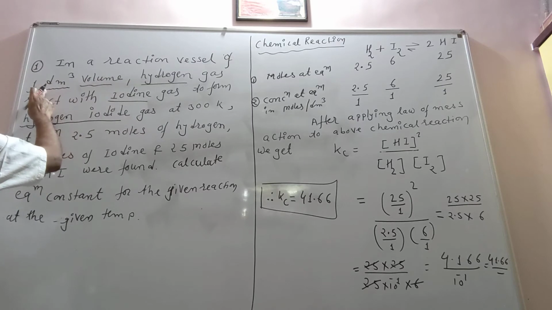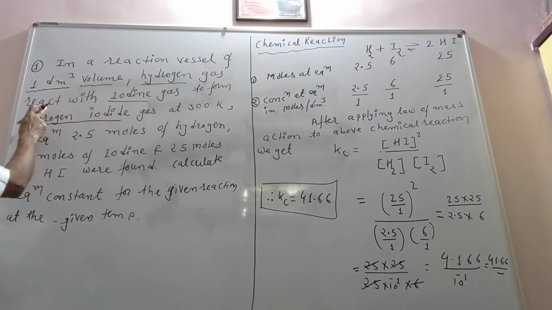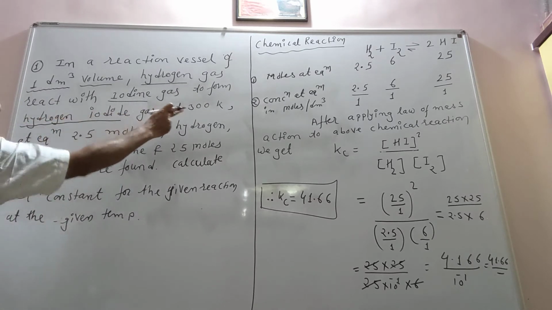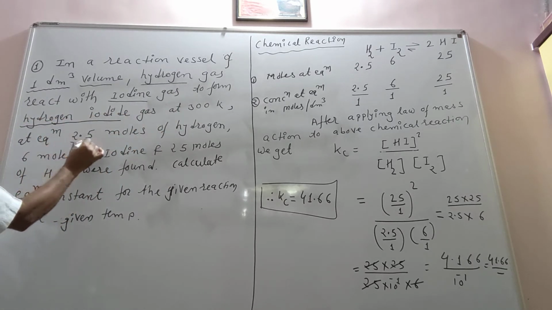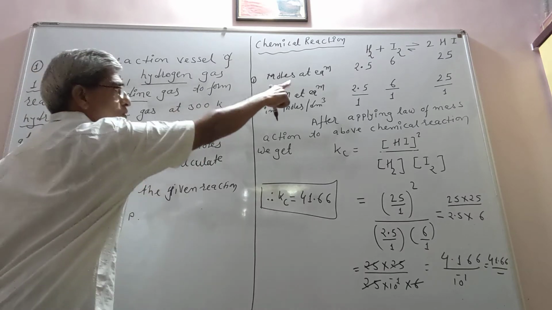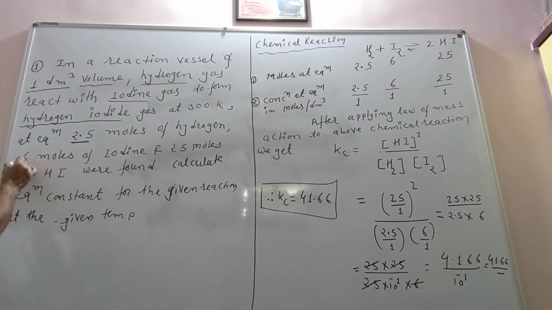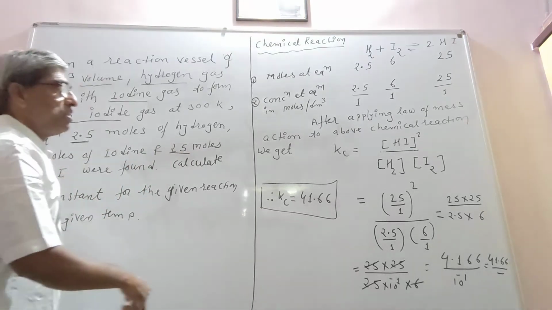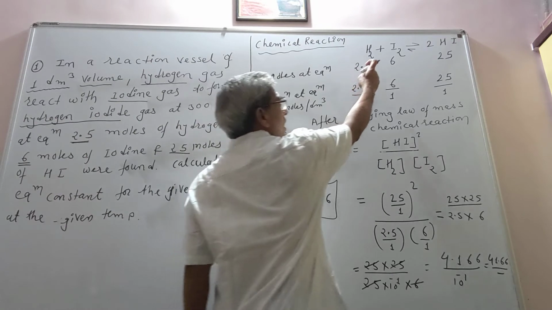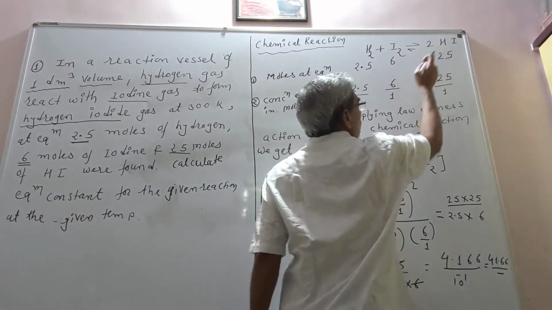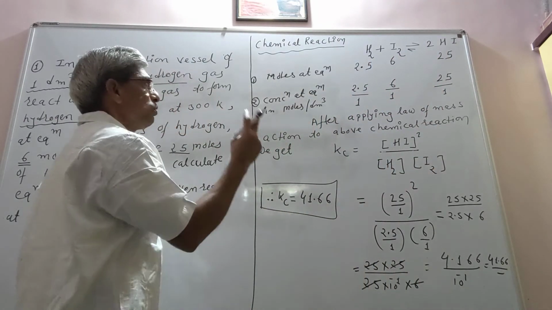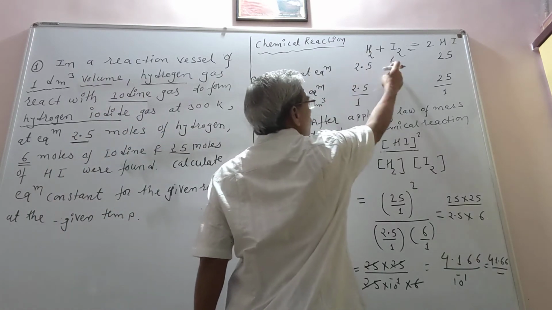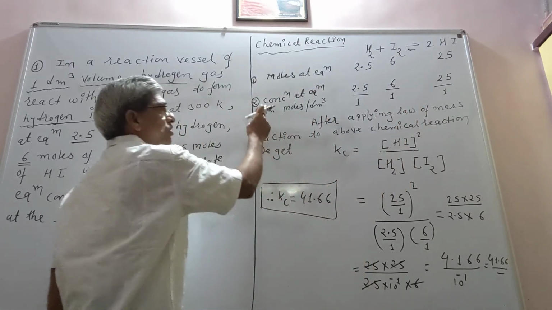One volume is 1 dm cube. Hydrogen gas reacts with iodine gas to form hydrogen iodide at 300 Kelvin. At equilibrium, 2.5 moles of H2, 6 moles of iodine and 25 moles of HI were found. Therefore, we write the reaction: H2 reacts with I2 to form 2HI. Moles at equilibrium: 2.5 of H2, 6 of I2, 25 of HI.